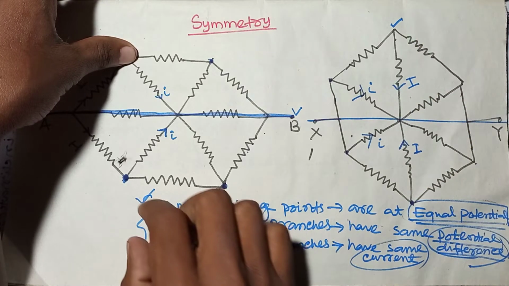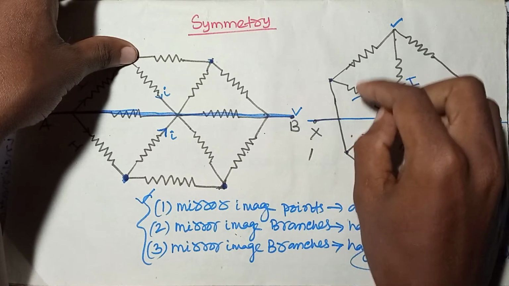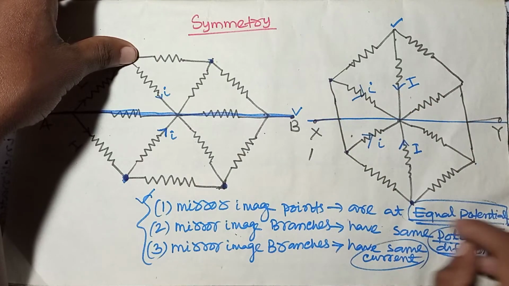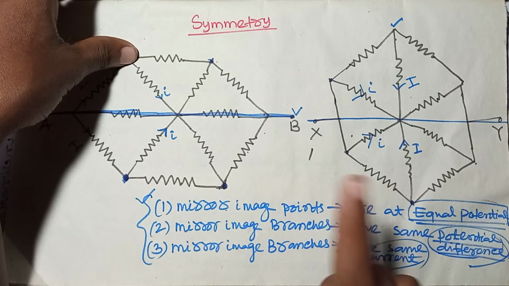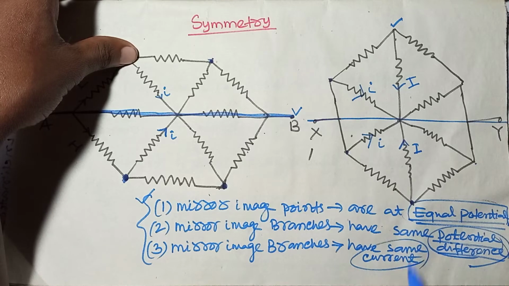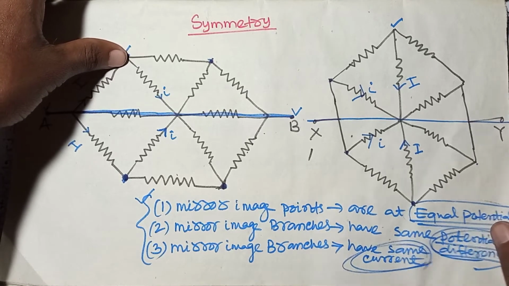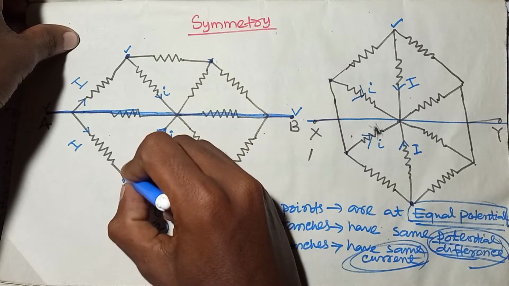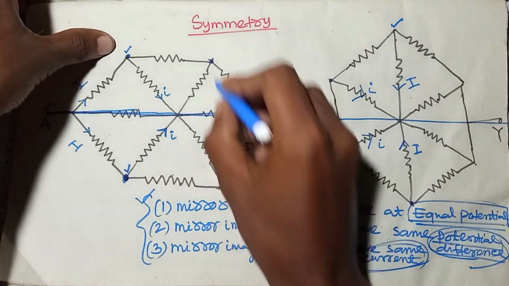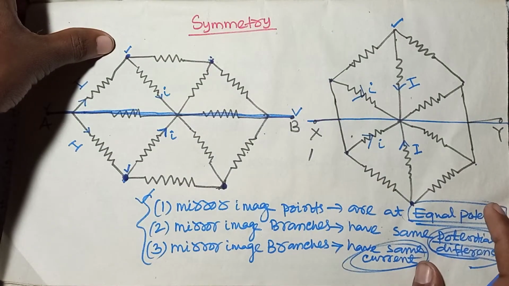These are the three things. The mirror image points, that means the points which are mirror images of each other with respect to this straight line, are at equal potential. This is point number 1. Then point number 2 says that the mirror image branches, that means those branches which are mirror images of each other with respect to this first plane of symmetry, have the same potential difference and the same current flowing through them. So in that case we can join this point with this point and join this point with this point. That means we can fold this lower part of the circuit into the upper part of the circuit.